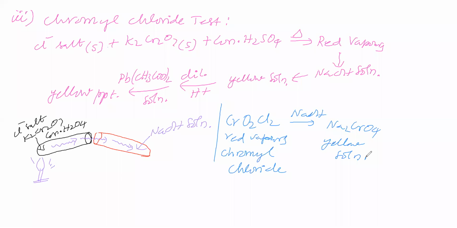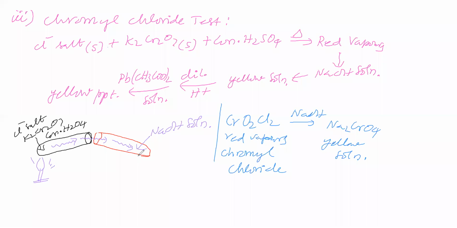Sodium chromate is dissolved in water. It is yellow color. Here the red vapors are chromyl chloride. This chromyl chloride combines with the sodium hydroxide solution and becomes sodium chromate, formula Na2CrO4, which is yellow color. So we are getting a yellow color.